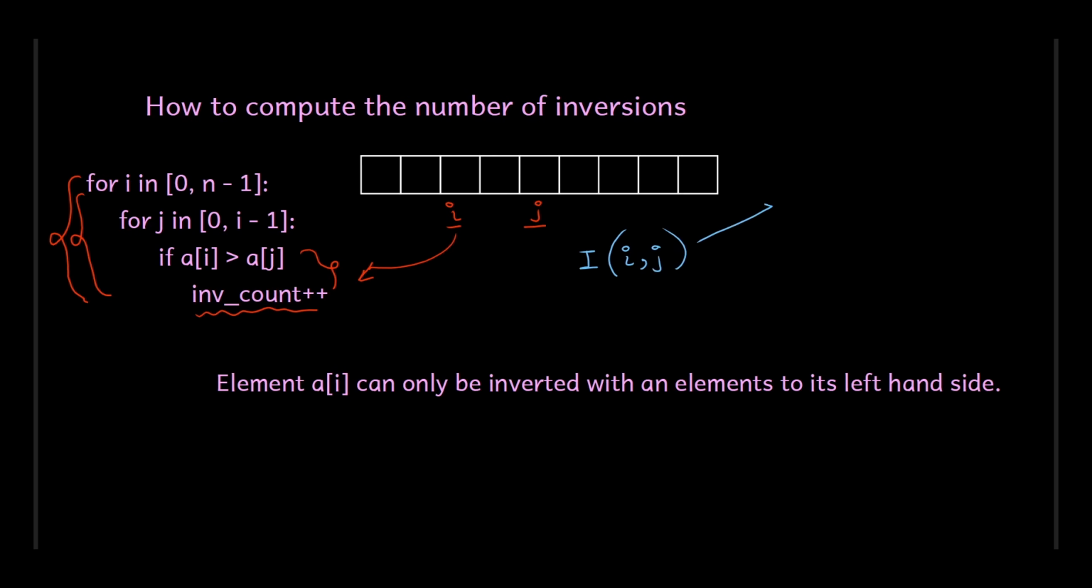and it responds with 1 if ai is greater than aj. It means j is inverted with i, and it returns 0 if ai is less than or equal to aj.